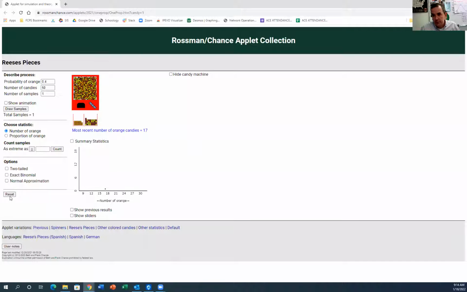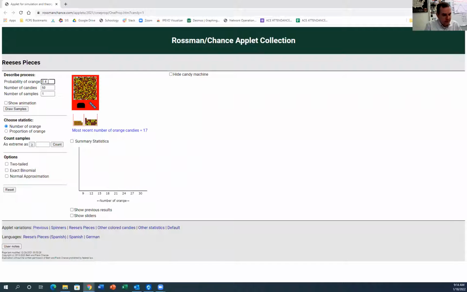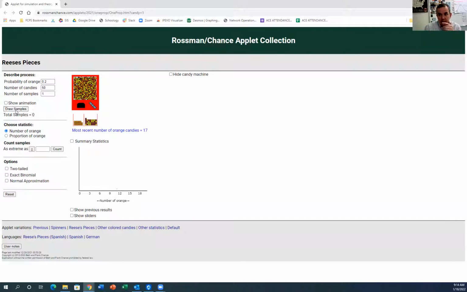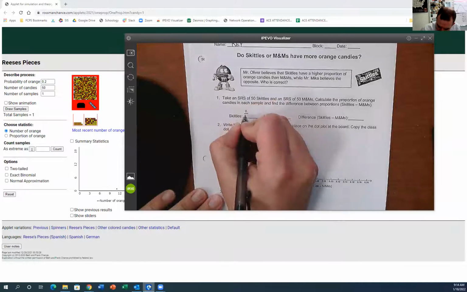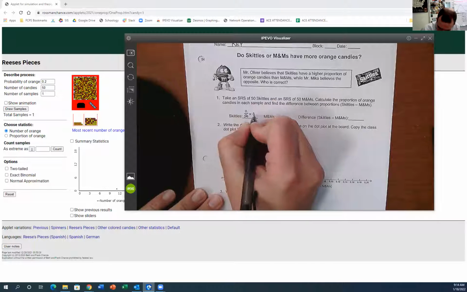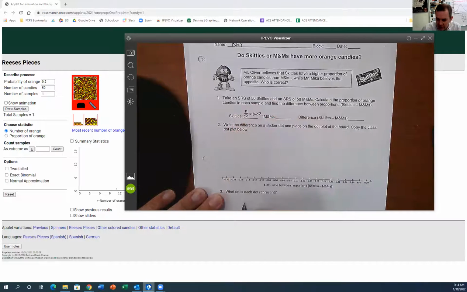So I'm going to reset that, and I'm going to say 20% of them are orange. We're going to take 50 Skittles, so we draw a sample, and we find out that it's 11. That says 11 of the 50, or 22%, are orange.